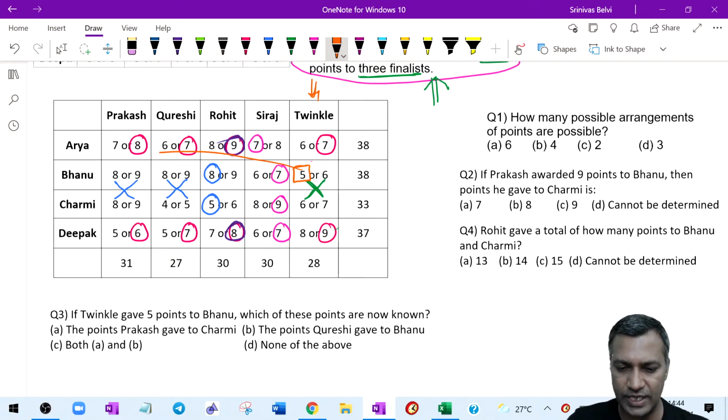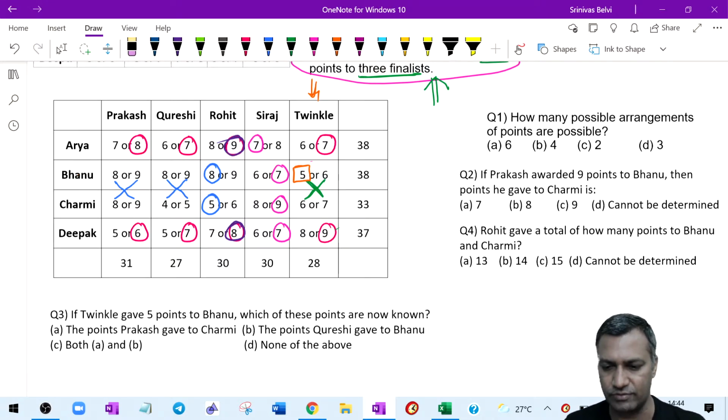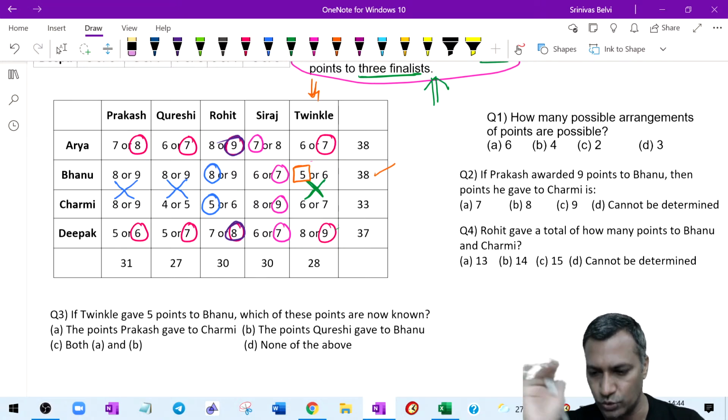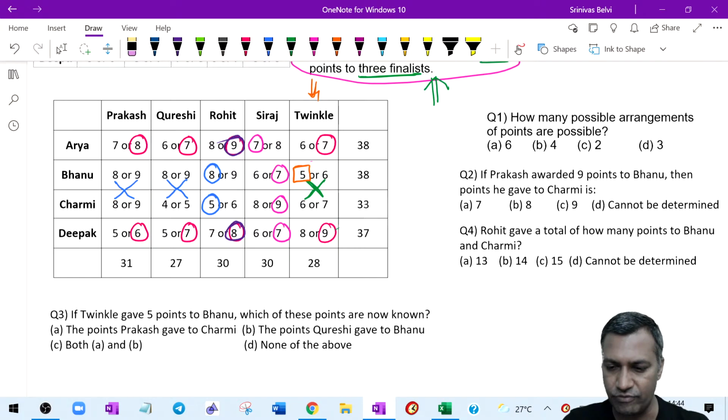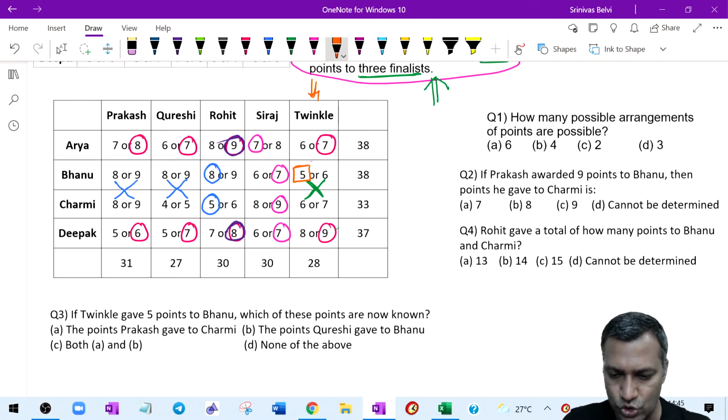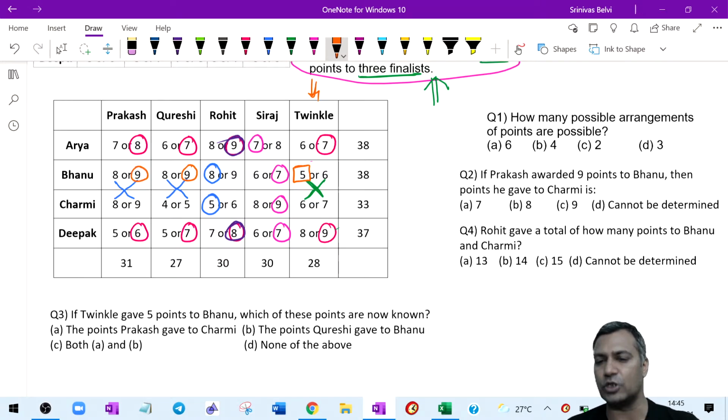Twinkle gave 5 points to Banu. Fair enough. Now listen to this very carefully, friends. Total should become 38. 7 plus 5, 12. 12 plus 8 has become 20. The assumption is that Twinkle gave 5 points to Banu. Out of 38, 20 are already there. Therefore, there is no choice but to write 9 here and 9 here. That is the only way to make 38.